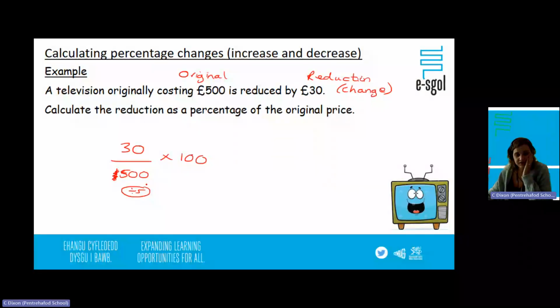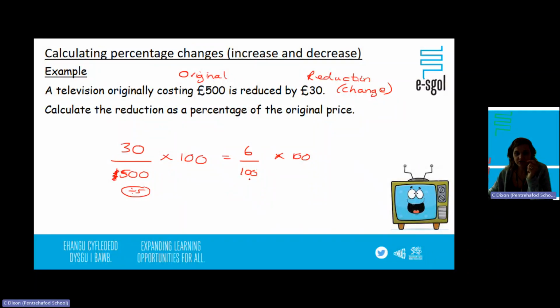Now, I know 500, I can get that to be 100 by dividing it by 5. That means I can do the same to the top as well. So I'm going to cancel the fraction down. By dividing by 5, I've got 6 as a numerator and 100 as the denominator. The multiply by 100 is still there. We haven't just got rid of it. We haven't divided by 5. It's only the fraction part we've cancelled down.